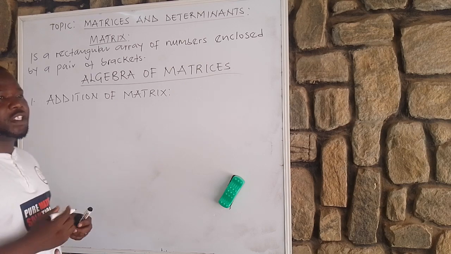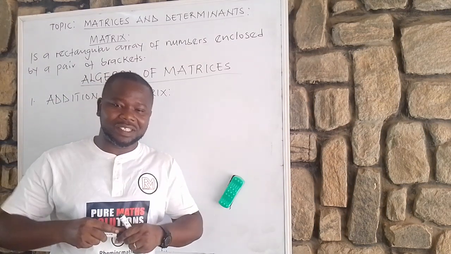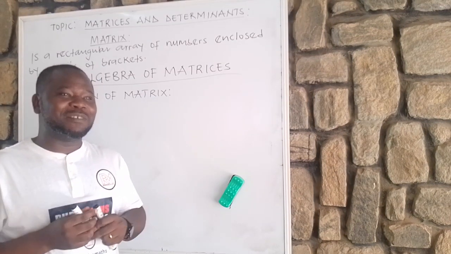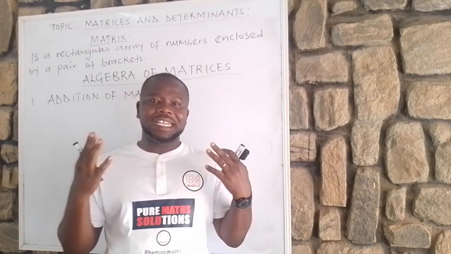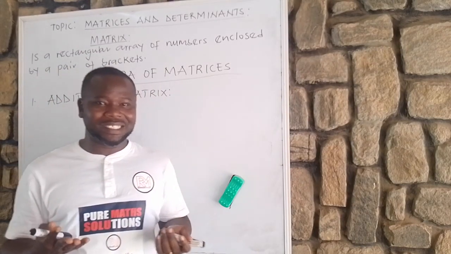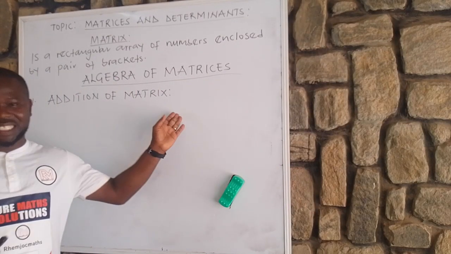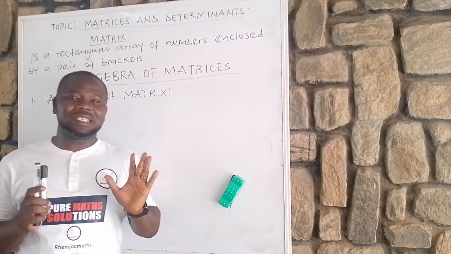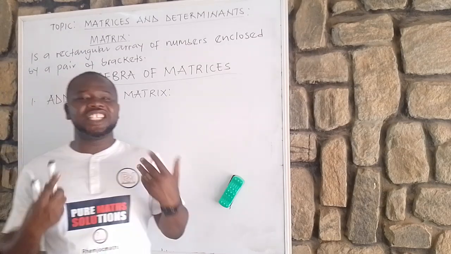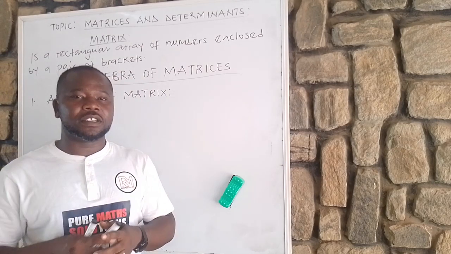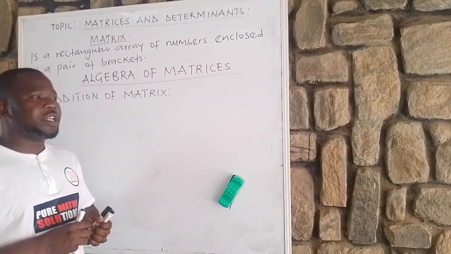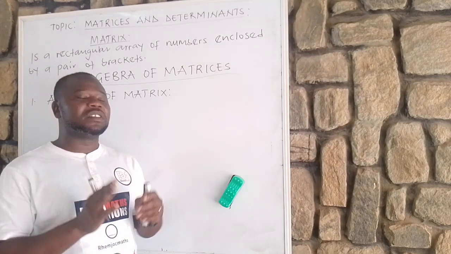When we say addition of matrix, it's simple as ABC. You know how to add. It's not difficult. It means we are adding matrices. That's just it. Is that clear? So when we say addition of matrix, it means we are going to add two given matrices.